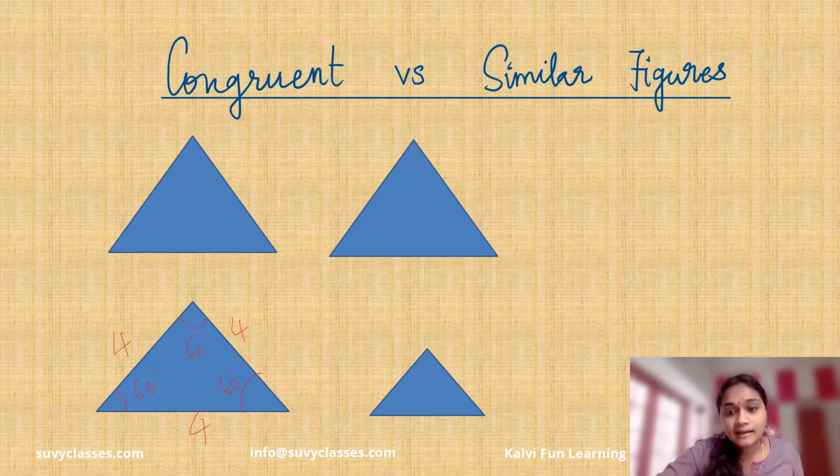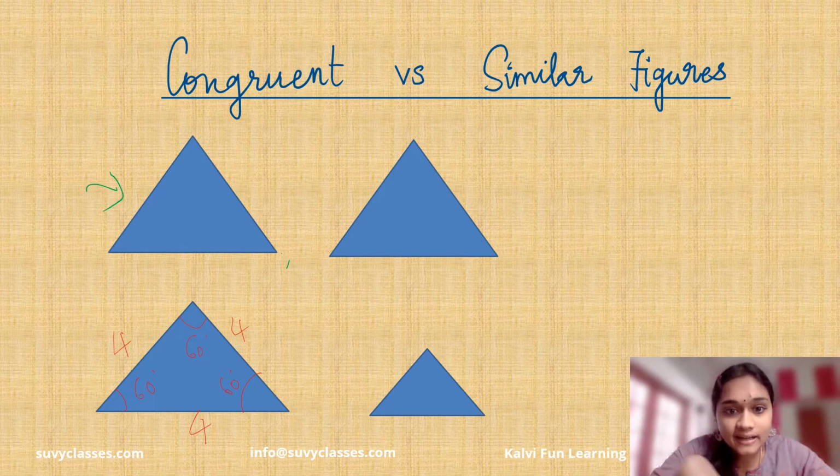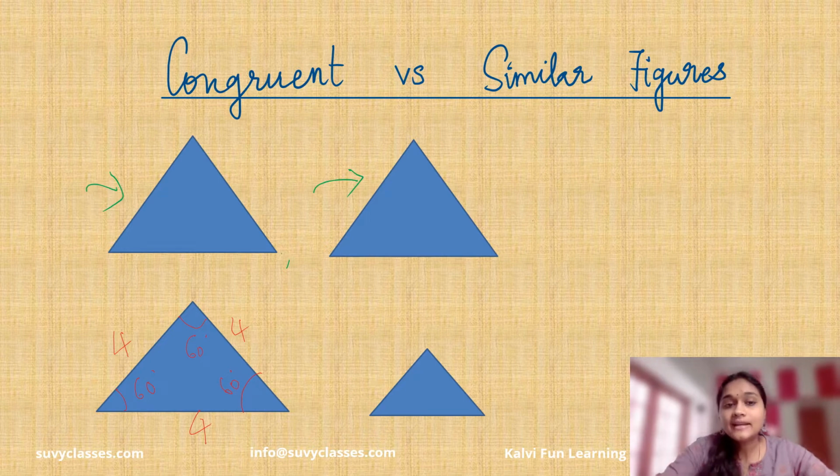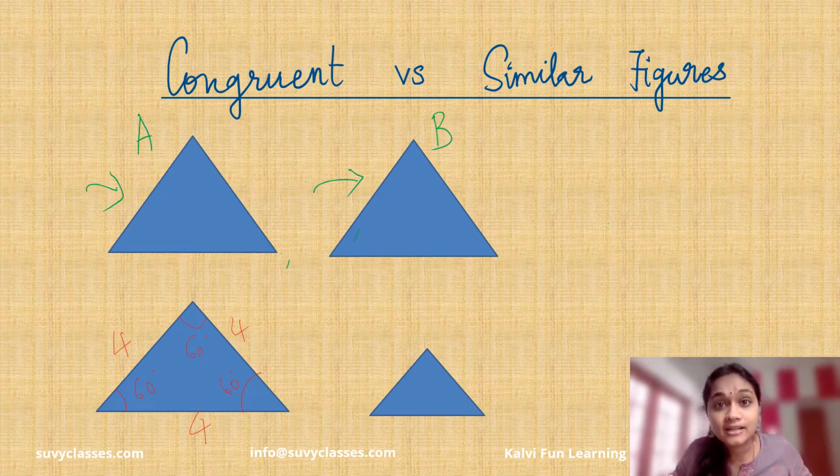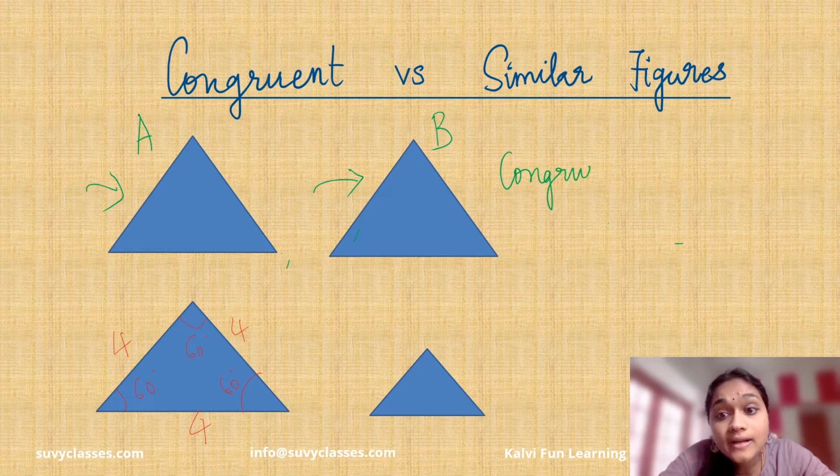I have drawn a triangle here in blue color. And then what I did is I copy pasted the triangle. That is, I duplicated this triangle into another triangle. Now let's label this triangle as A. Let's name this triangle as B. These two triangles are exactly identical. They have the same size. They have the same shape. So what can I call these two triangles? Yes, I can call them congruent figures or congruent triangles.